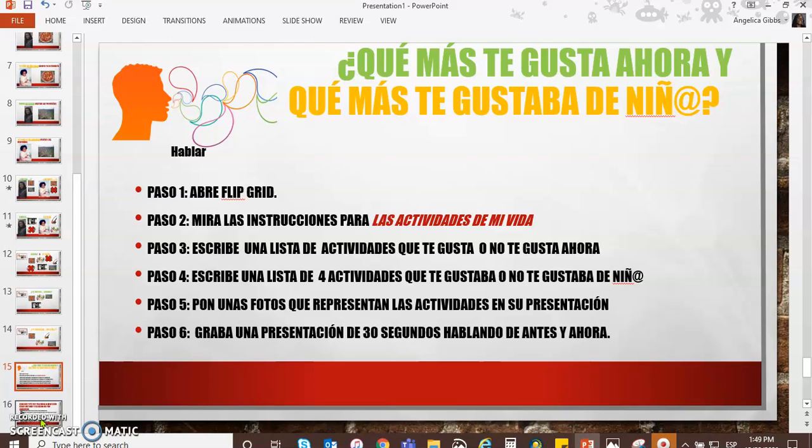Paso número 5, pon unas fotos que representan las actividades en su presentación. Y número 6, graba una presentación de 30 segundos hablando de antes y ahora. And being that all of these commands are in the informal, I'm actually going to change this su to a tu to keep it consistent with everything else that's written informally.